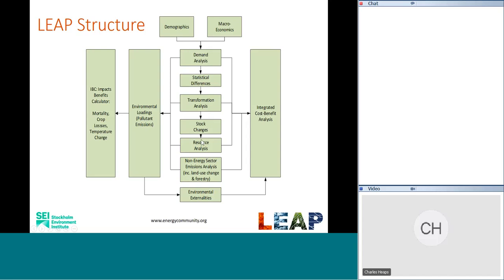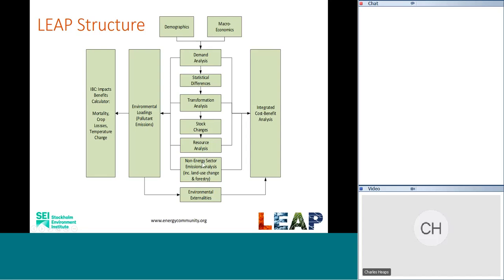And then finally, there's a resource analysis. That's where you're saying, based on the consumption of primary fuels that you've calculated in transformation, how does that compare to the availability of fuels? So there you think about the availability of fossil fuels, but also what might be your potential for different renewable technologies like solar and wind and hydro and geothermal, things like that. So that's basically the energy calculations. That's the main spine of the model.